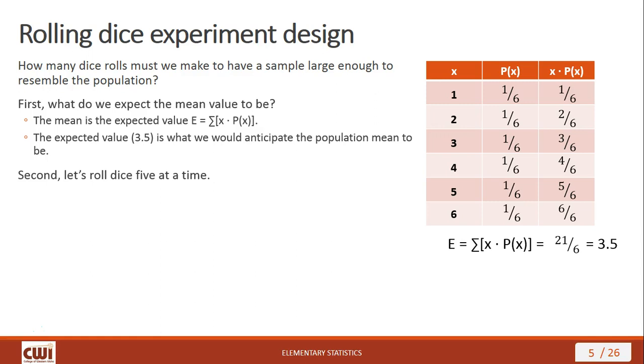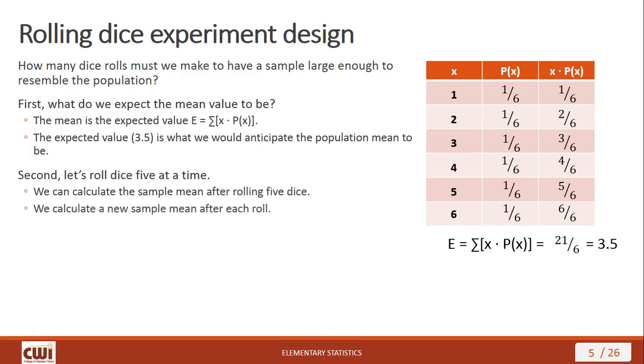So let's roll 5 dice at a time. This allows us to calculate, as I said, sample means after rolling 5 dice, and we'll calculate a new sample mean after each roll. So the first roll of the 5 dice will be one sample, the second roll of the 5 dice will be a second sample, so on and so forth. And for each of those samples, we can calculate a separate mean value and whatever other statistic we want.